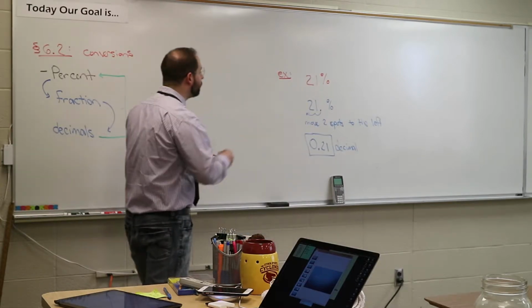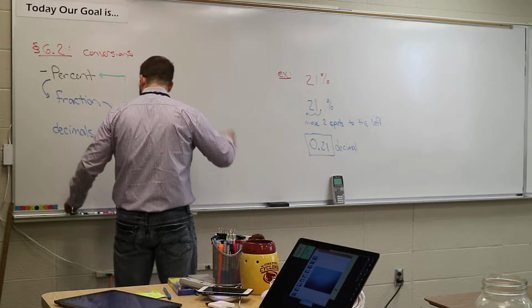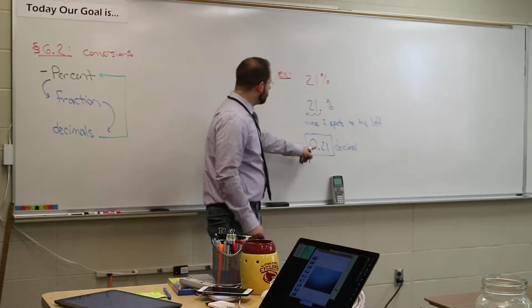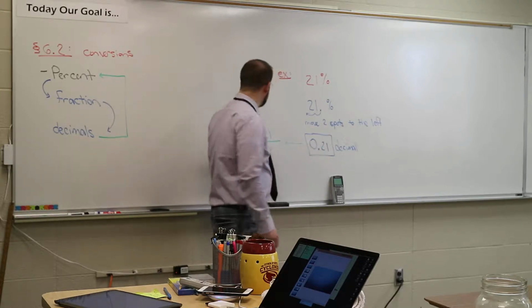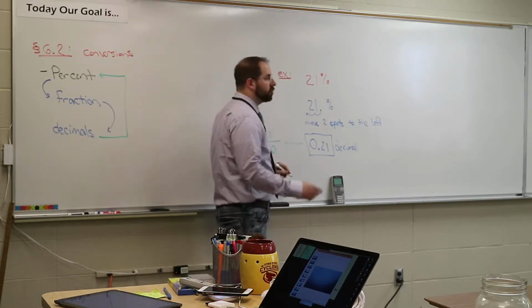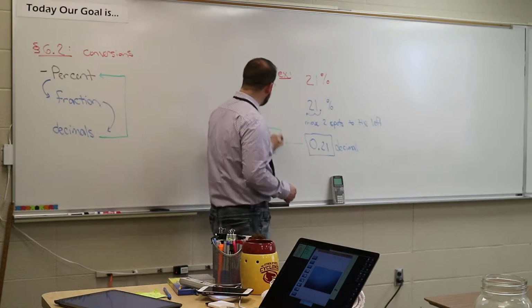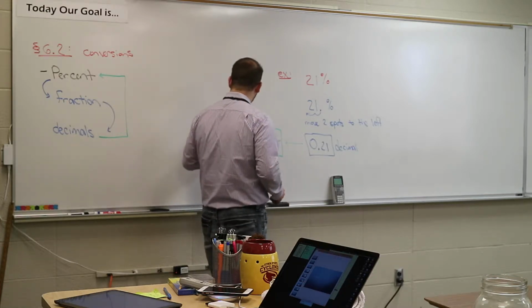Now, to change this to fraction form, you take this number, the 21 will go on the top. How many numbers are after the decimal? 2. You're going to put 2 zeros on the bottom. And you'll try to simplify that fraction down if it goes. It won't. These all mean the same thing. So this is fraction form.